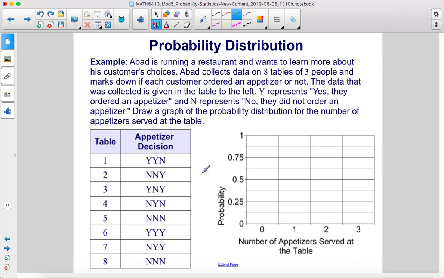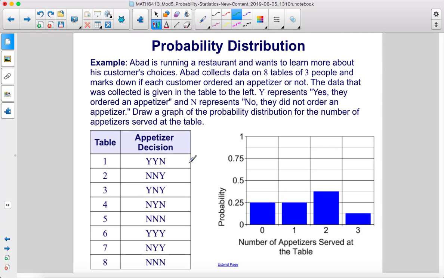Here's another example. Abad is running a restaurant and wants to learn more about his customers' choices. Abad collects data on 8 tables of 3 people and marks down if each customer ordered an appetizer or not. The data that was collected is given in the table to the left. Y represents yes, they ordered an appetizer, and N represents no, they did not order an appetizer. Draw a graph of the probability distribution for the number of appetizers served at the table.